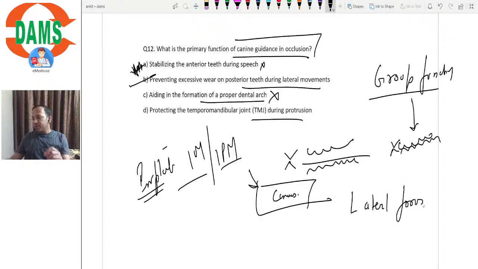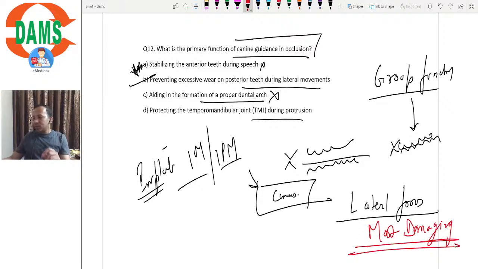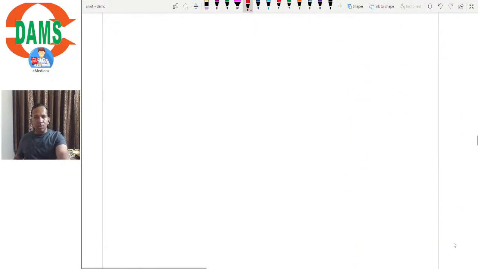How do lateral forces occur? These are the most damaging forces, isn't it? So if you have given a prosthesis, be it an FPD or an implant in the posterior region, you would like to have a canine guided occlusion to minimize the lateral forces on your prosthesis. Is it clear? So let's go to the next question.